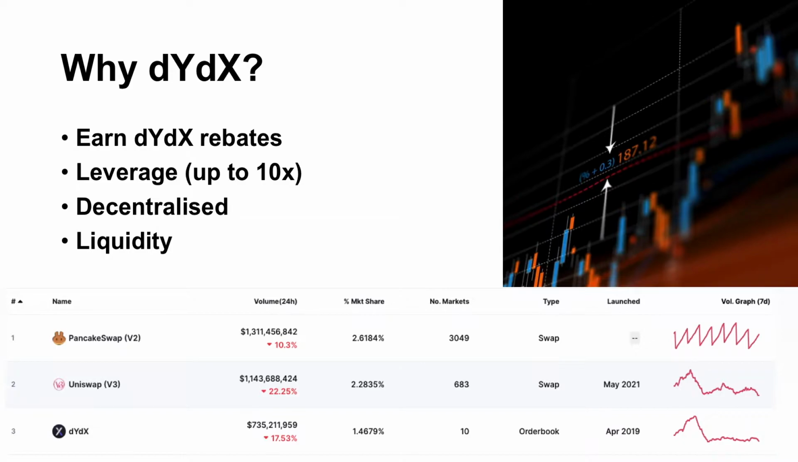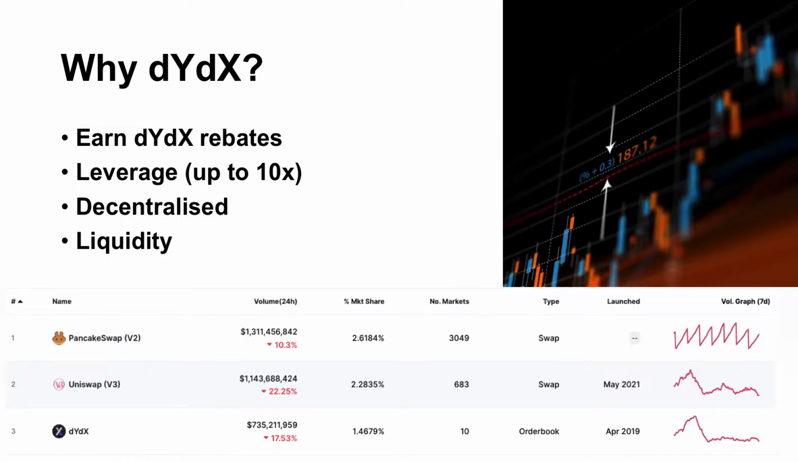The reason we're using dYdX is for a number of reasons. Firstly, dYdX gives us trading rebates, which provides income beyond just trading P&L. Secondly, you can leverage 10x on dYdX, which means you can start market making with a small amount of capital. Thirdly, dYdX is decentralized. A lot of centralized exchanges don't offer derivatives in certain countries.